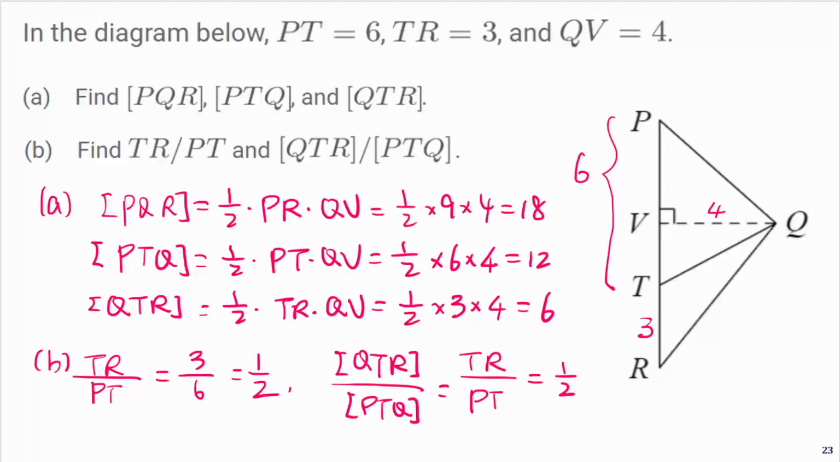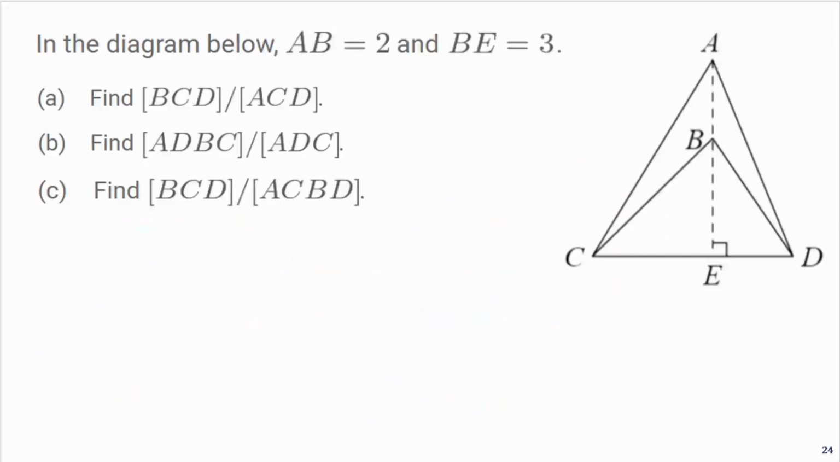Okay, then let's consider another one. So how about this one? We are given a diagram below, and AB equals 2, BE equals 3. Can you find the following ratios? A, B, and C. Let me know if you finished, okay?